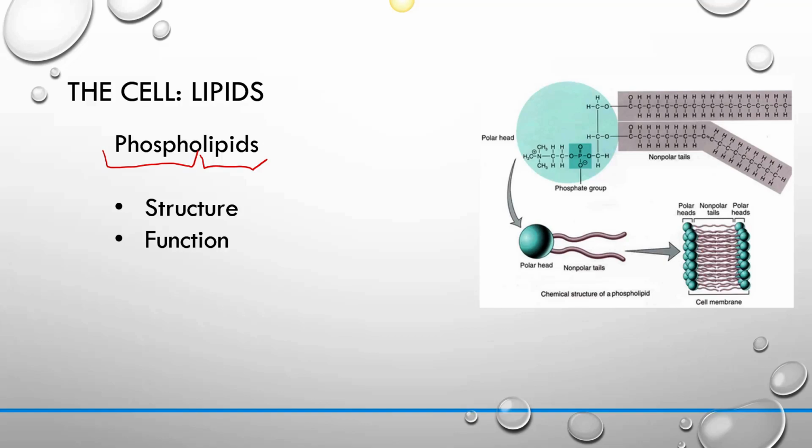Now the phospholipid is a bilayer, so the plasma membrane, the cell membrane, is a bilayer, meaning that there's two layers of these. So the fatty tails come together in the center, while the phosphate heads form the outside of the membrane.